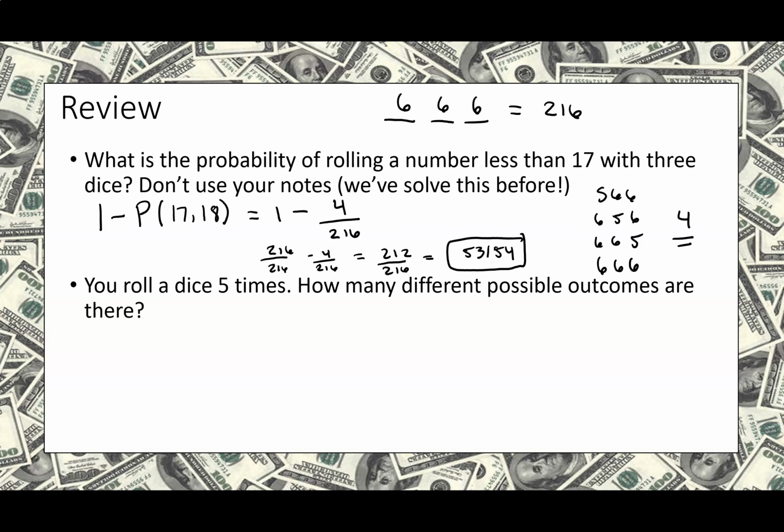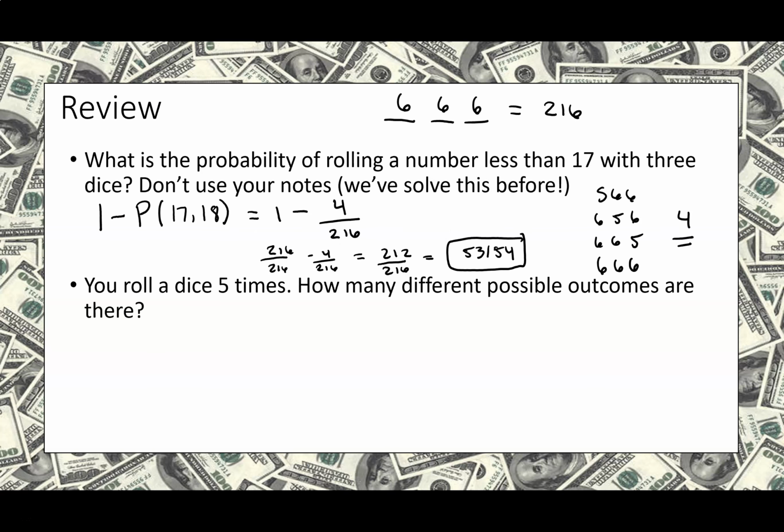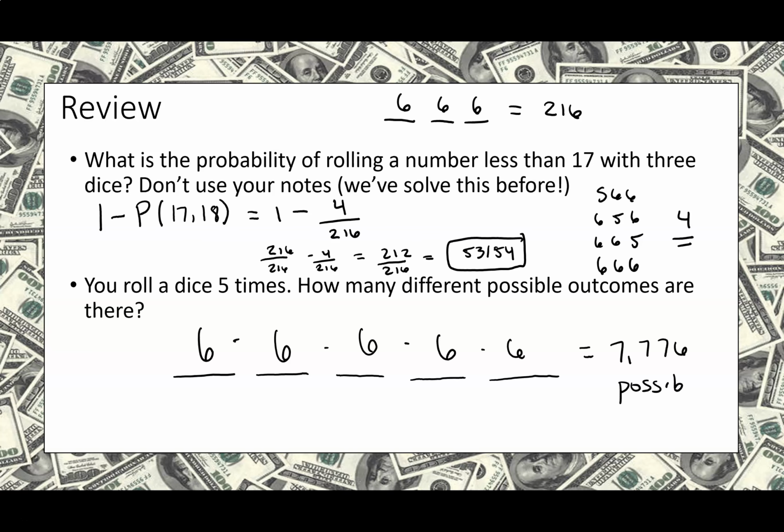Fantastic. All right, you roll the dice 5 times. How many different possible outcomes are there? Well, this is a counting principle problem where you say, I've got 5 different slots, and on the first roll, I have 6 different options. Second, I've got 6, 6, 6, and 6. So we're just going to multiply straight across with that. And it looks like we have 7,776 possibilities.